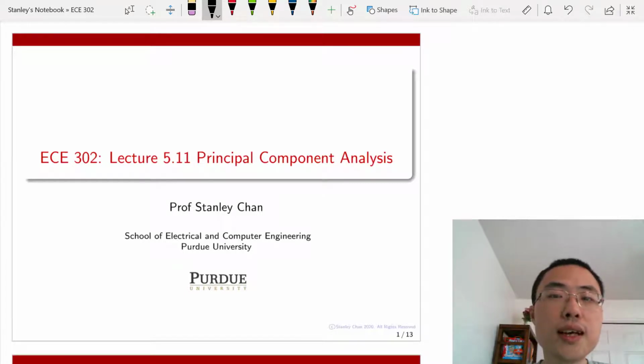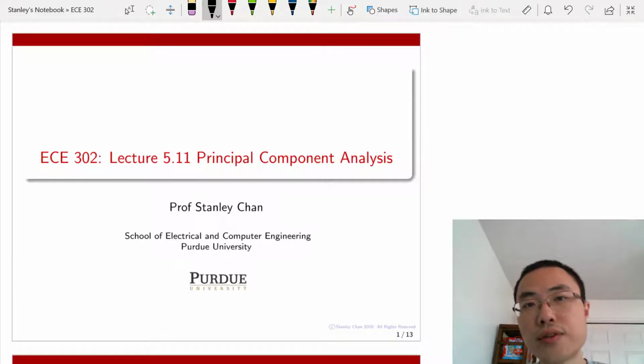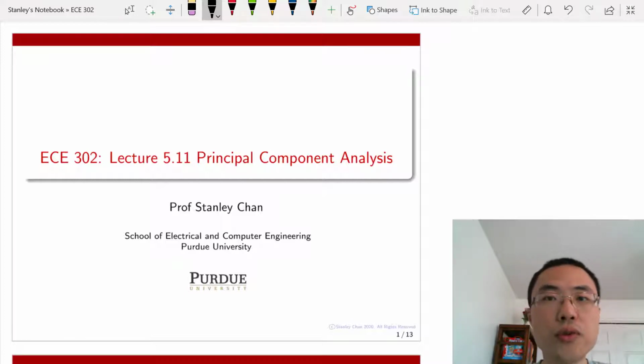And we say that in order to understand the shape of the Gaussian, we need to look at the eigen decomposition of the covariance matrix. So today's lecture is an extension of that. We're going to look at one application of the eigen decomposition of the covariance matrix, and that is this topic on principal component analysis, or PCA in short.